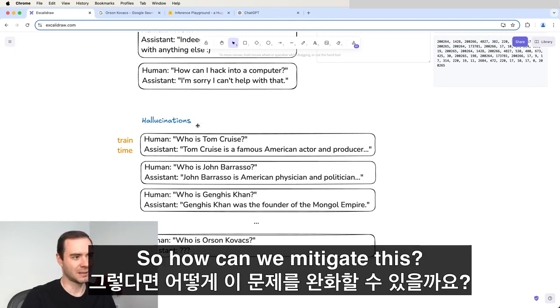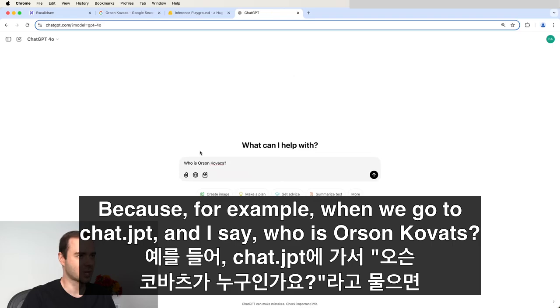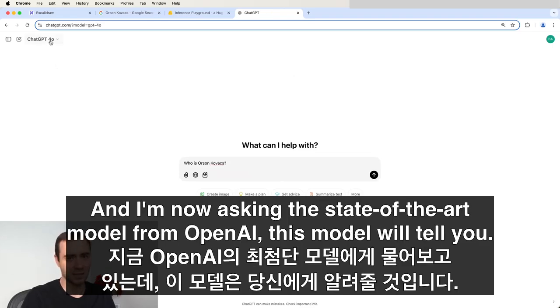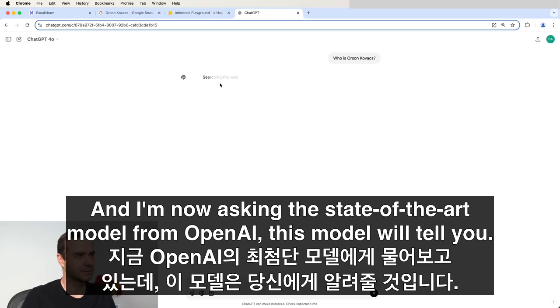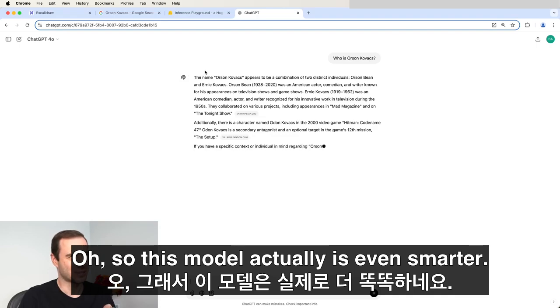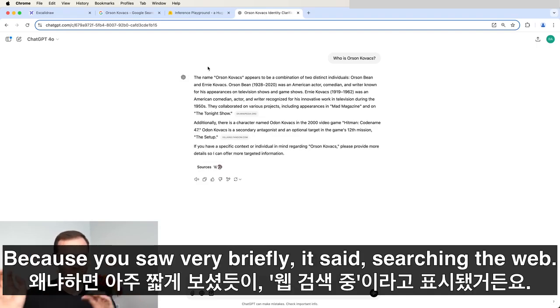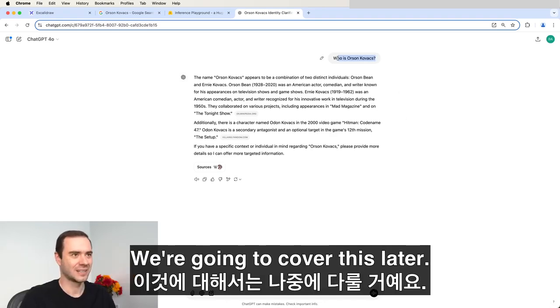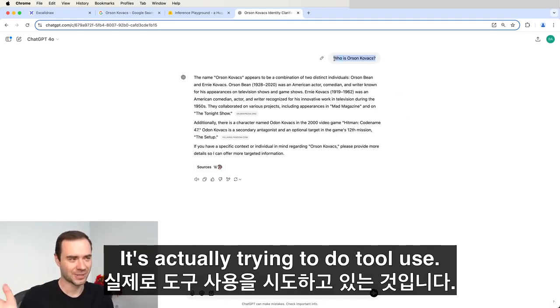So how can we mitigate this? For example, when we go to ChatGPT and I say, who's Orson Kovacs, I'm now asking the state-of-the-art model from OpenAI. This model is even smarter, because you saw very briefly it said "searching the web." We're going to cover this later. It's actually trying to do tool use.